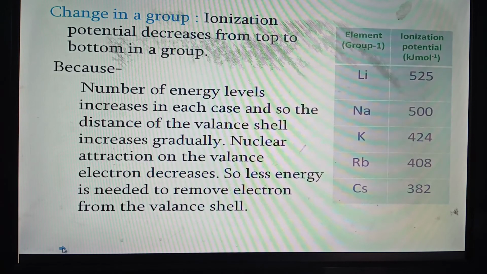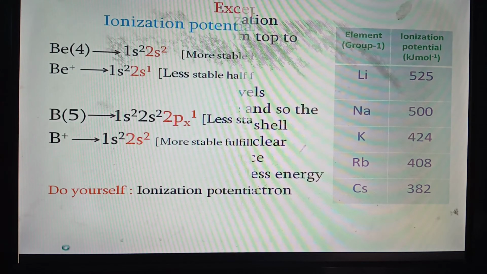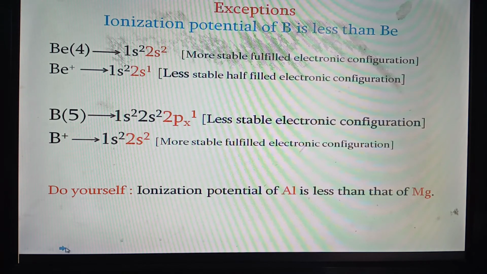Let us discuss the exceptions. Ionization potential of boron is less than beryllium. The ionization potential of boron should be more than that of beryllium, since boron is placed after beryllium in the same period, but it is just opposite.